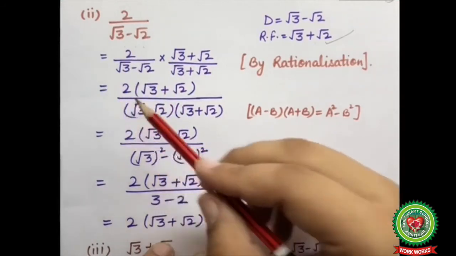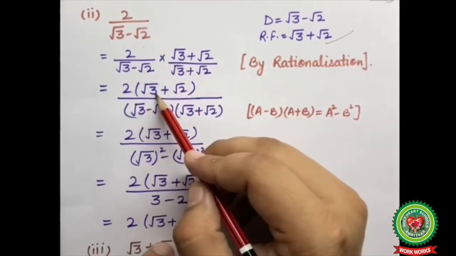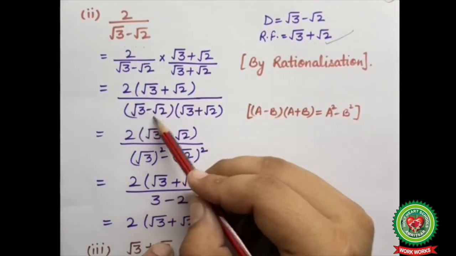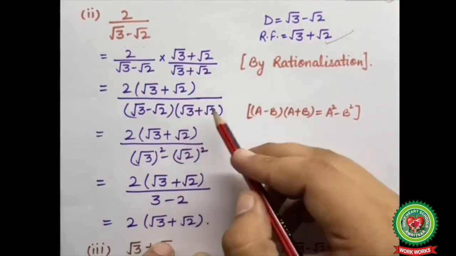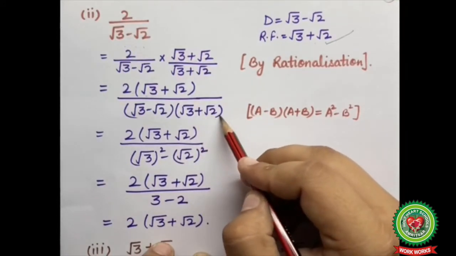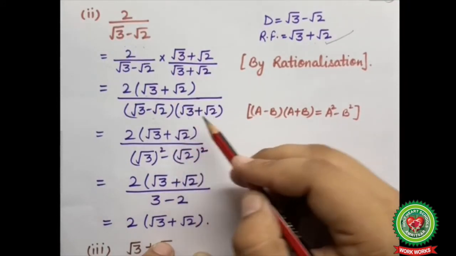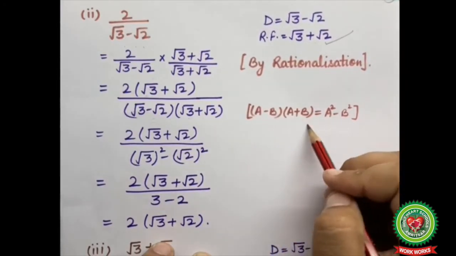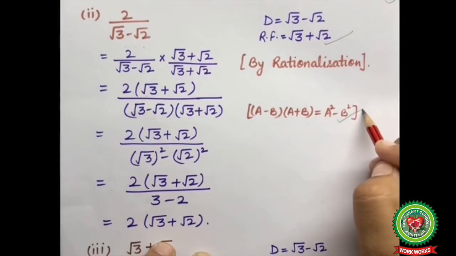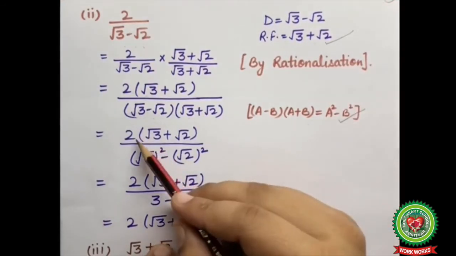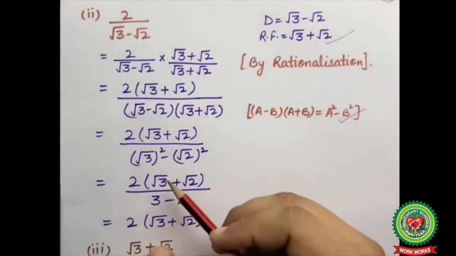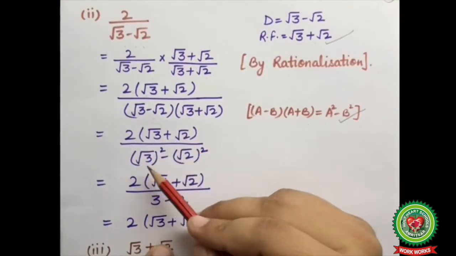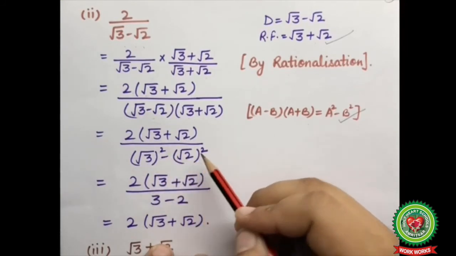So which will be equal to 2 into under root 3 plus under root 2. And in the denominator, it will be under root 3 minus under root 2 into under root 3 plus under root 2. Now in the denominator, we are going to again apply the identity of a minus b into a plus b, which is equal to a square minus b square. And in the numerator, we are going to keep it like this only. So it will be equal to 2 into under root 3 plus under root 2 upon under root 3 square minus under root 2 square.